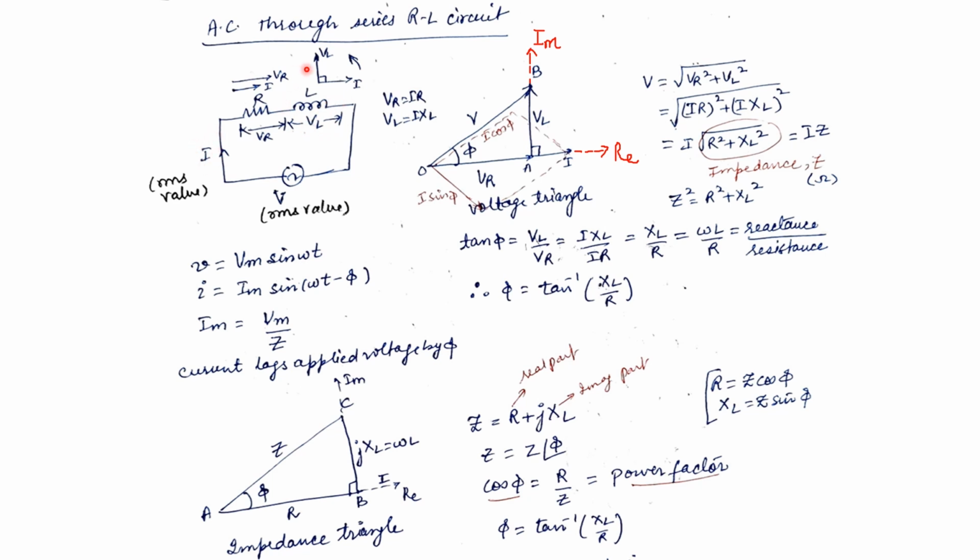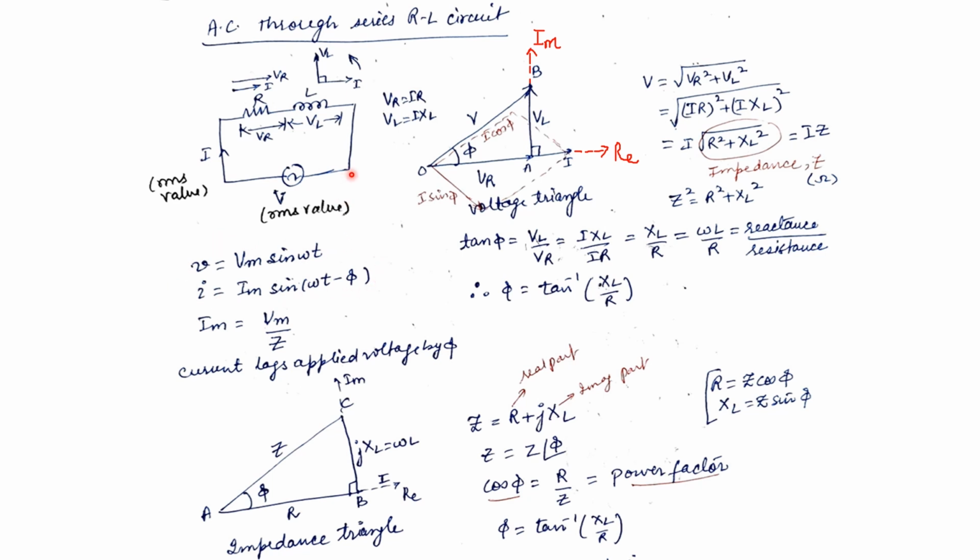So we can draw vectorially the relation between the current and the voltage across the inductor, with voltage ahead of the current by 90 degrees. The equation for the voltage drop across resistance VR is written as IR, and VL, the voltage drop across the inductor, is I times XL. If we want to write the equation of the supply voltage and the current in terms of the instantaneous values, these will be the equations that can be written.